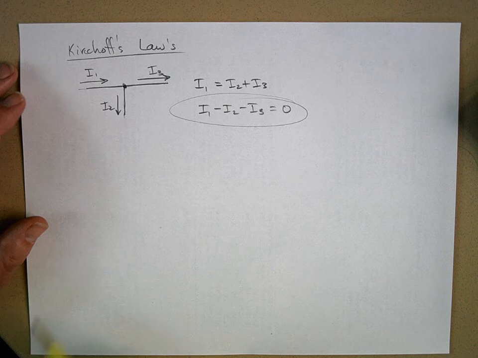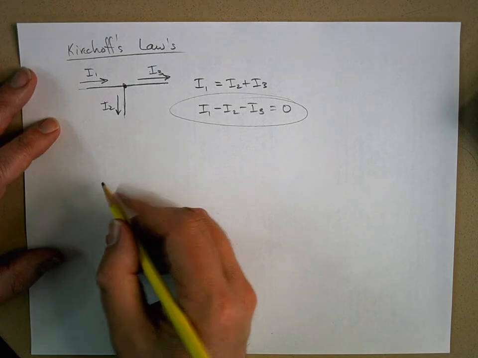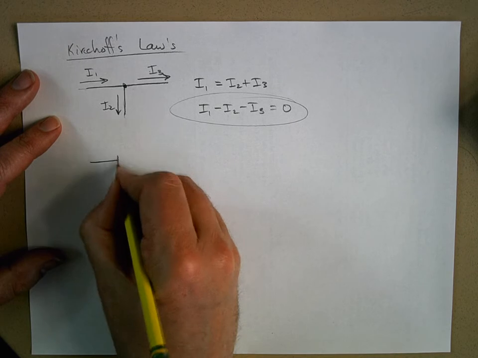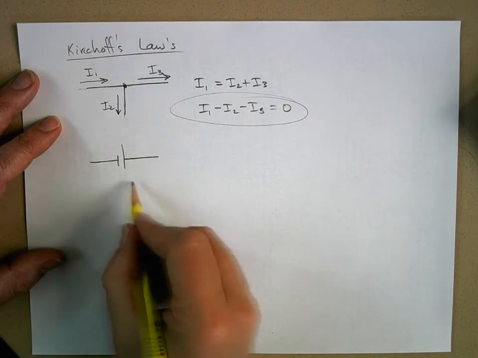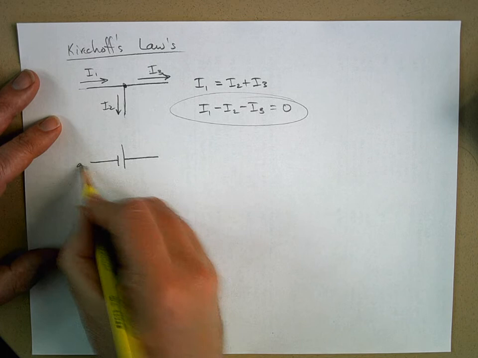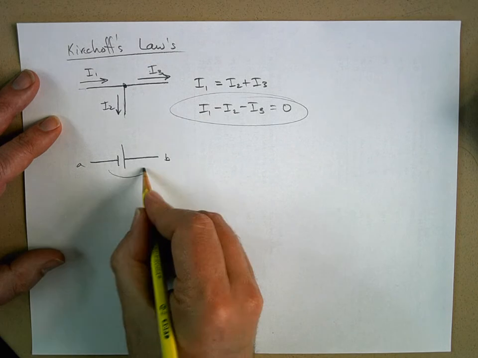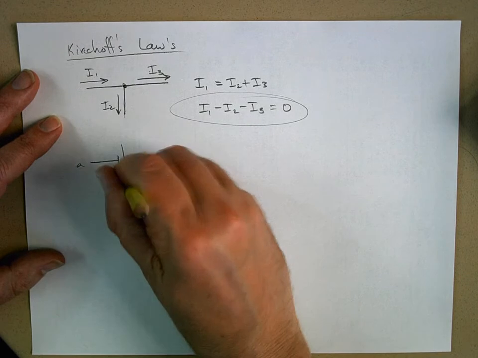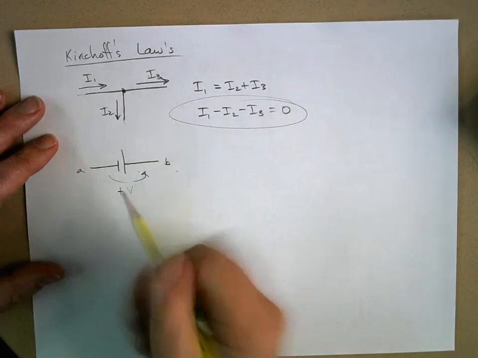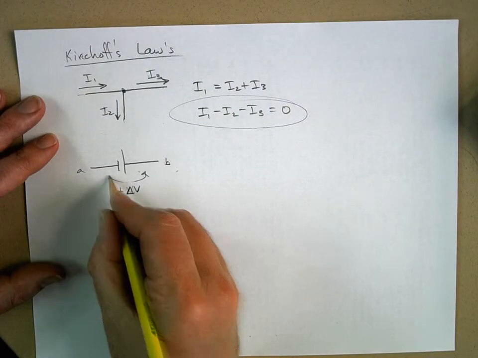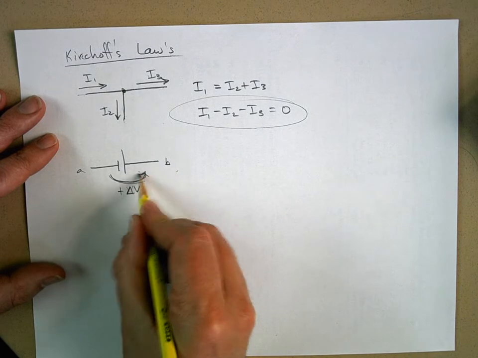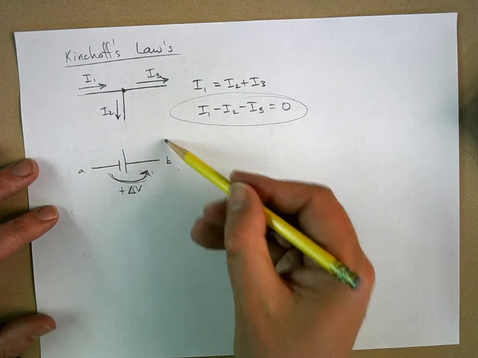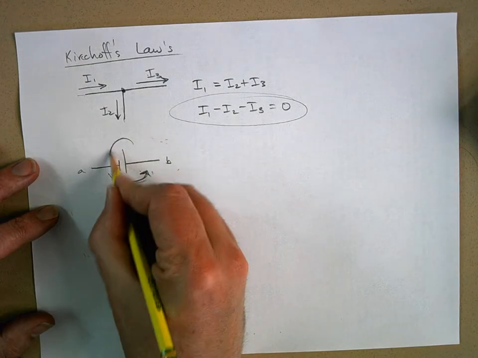Now, if you have a battery, if you're traveling in this direction from A to B, this is a positive change in voltage. Right? If you're walking around the circuit and you go from here to here, that's a voltage gain. But if you're going from B to A, from here down to here, that's a voltage drop.